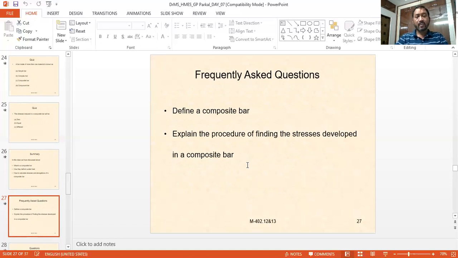Define a composite bar, and even they may ask you to explain the procedure of finding the stresses developed in the composite bars. So in this case, you have to use the two equations to find out the stresses developed in the composite bars.